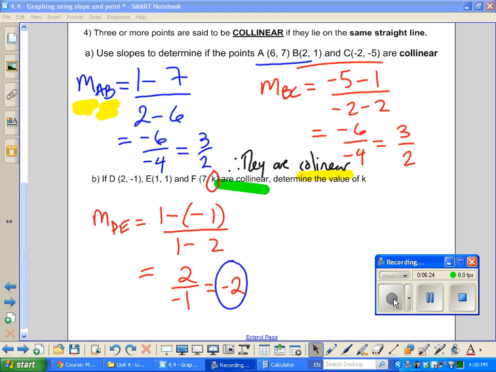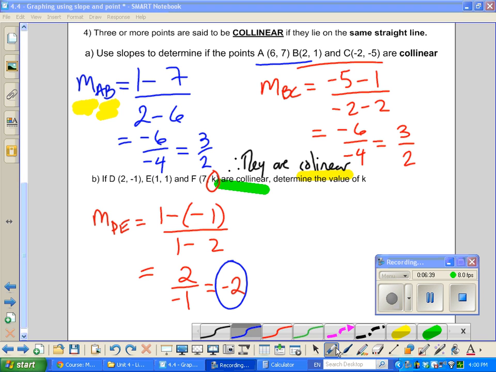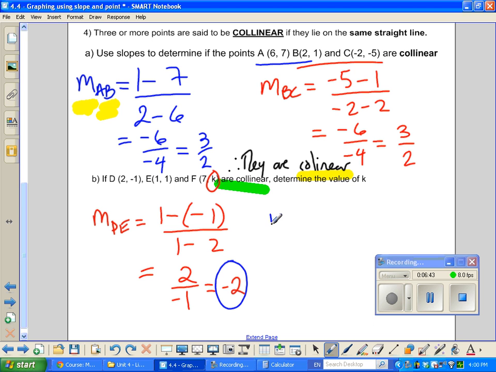So you can see here that I've calculated the slope of DE, simply because I can. We did 1 minus negative 1, that actually means 1 plus 1, and that gets us 2 over negative 1, which simplifies to negative 2. Now there's something special about this slope, and I've circled it in blue. This is actually the same slope as the slope of EF. Why? Because we were told that they are collinear. So the slope of EF should be negative 2 as well.